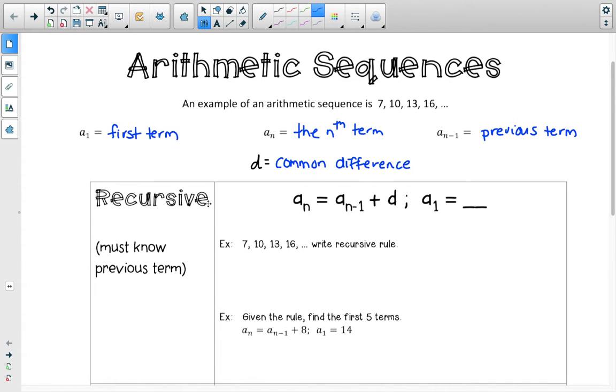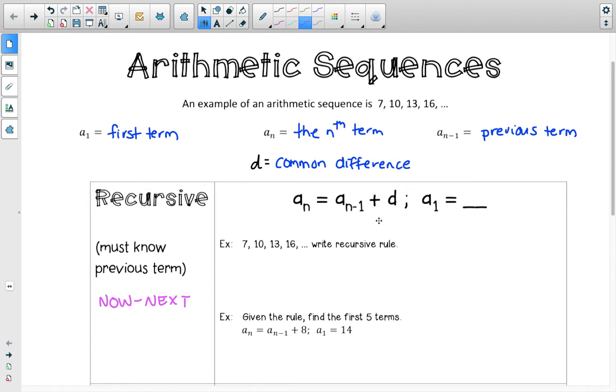So the recursive form is written in this way. a sub n equals a sub n minus 1 plus d, semicolon, a sub 1 equals a number. You must know the previous term, the one right before it, to be able to write your recursive rule or to use your recursive rule. Again, this is very similar to going to your now next. Your now next rule is very similar to our recursive arithmetic sequence.